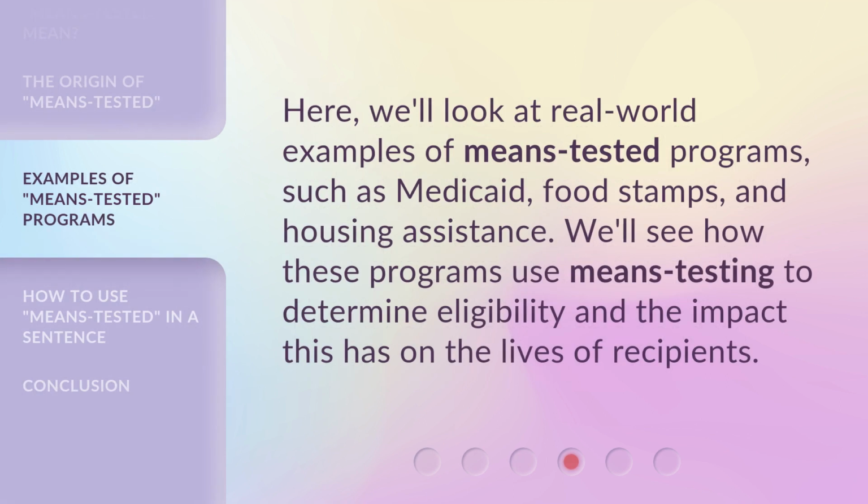Here, we'll look at real-world examples of means-tested programs, such as Medicaid, food stamps, and housing assistance. We'll see how these programs use means testing to determine eligibility and the impact this has on the lives of recipients.